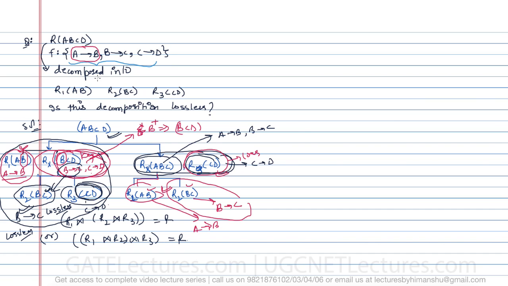Okay, so you can say if we break the above table into these three relations, then the decomposition is lossless. Okay, got it? Now let us take the next example.